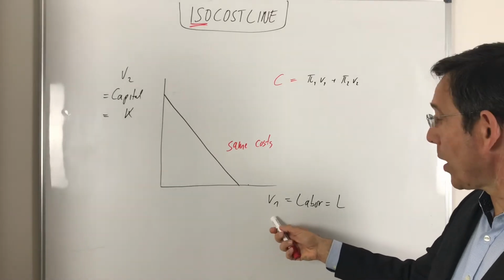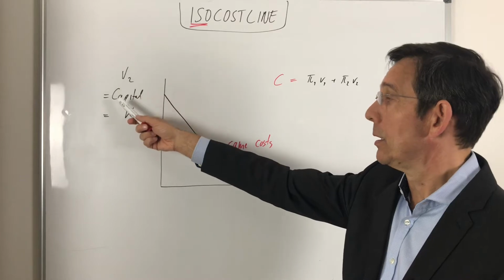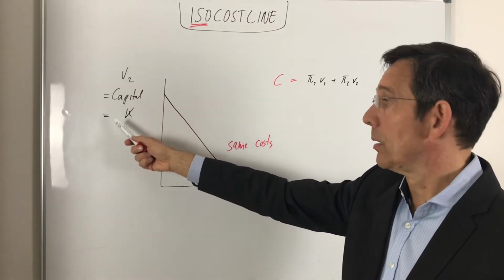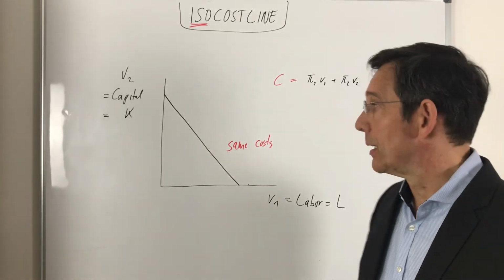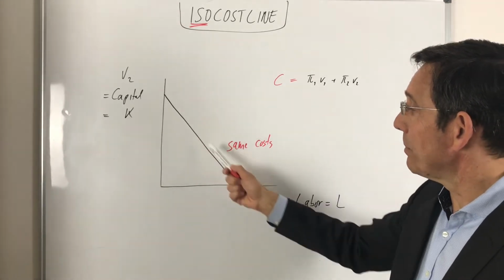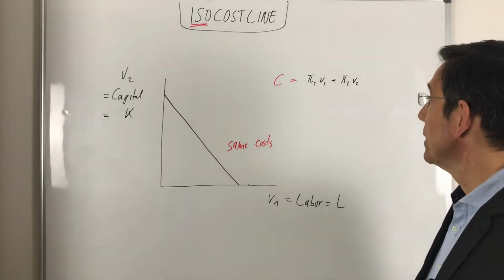Input factor number 1, labor, capital L. Input factor number 2, capital K. These input factors lead to the same cost. So we need prices, as this is obvious.